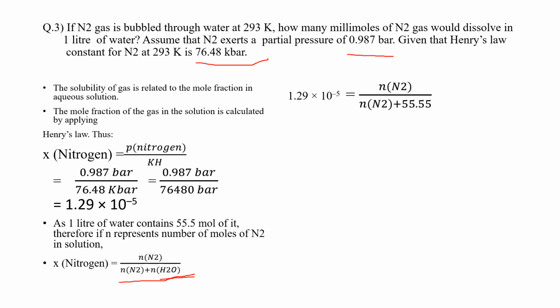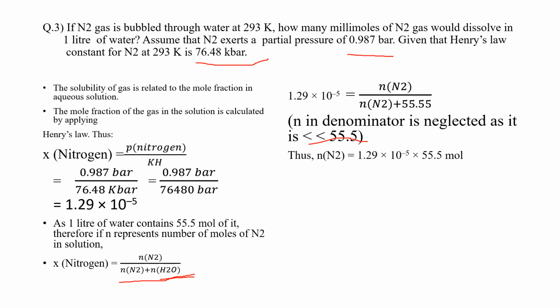Now from this, on putting the values of mole fraction and number of moles of water, we will get this type of equation. Now on solving the equation, the number of moles of nitrogen in the denominator can be neglected, since it is very much less than 55.5, which is the number of moles of water. So we can neglect the number of moles of nitrogen in the denominator.